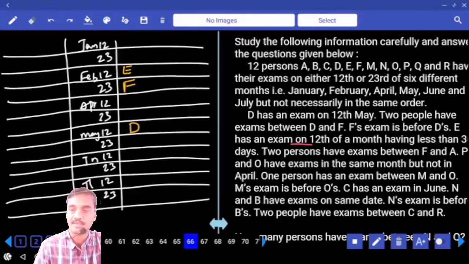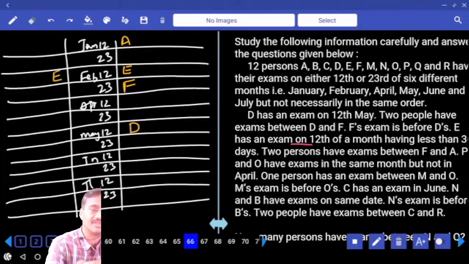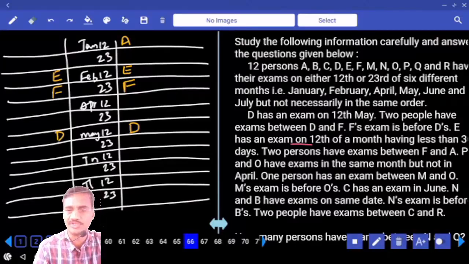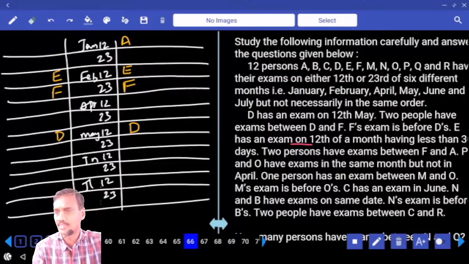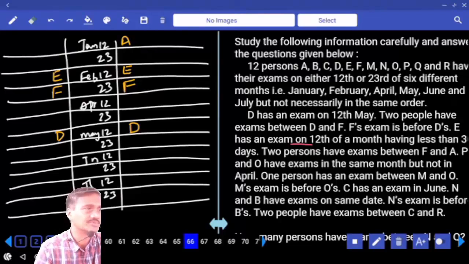And there you go. And next one, 2 persons have exams between F and A. Now in between F and A, there must be exactly 2 people. How many possibilities? 2 possibilities. A can be before or A can be after. Hence A is after here: E, F, and this is D. Exactly 2 in between whom? 2 persons between F and A. A cannot be in the same place, and there is only one possibility here.